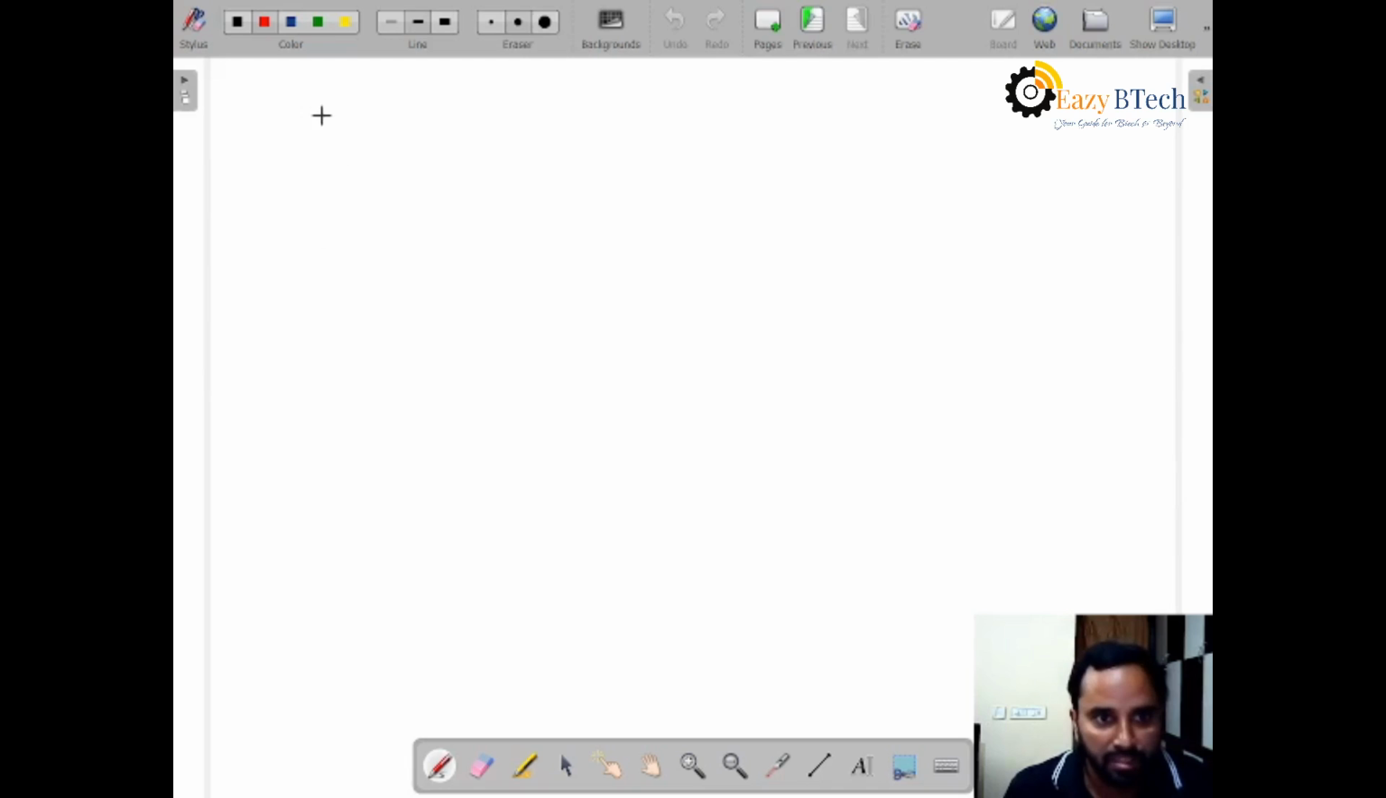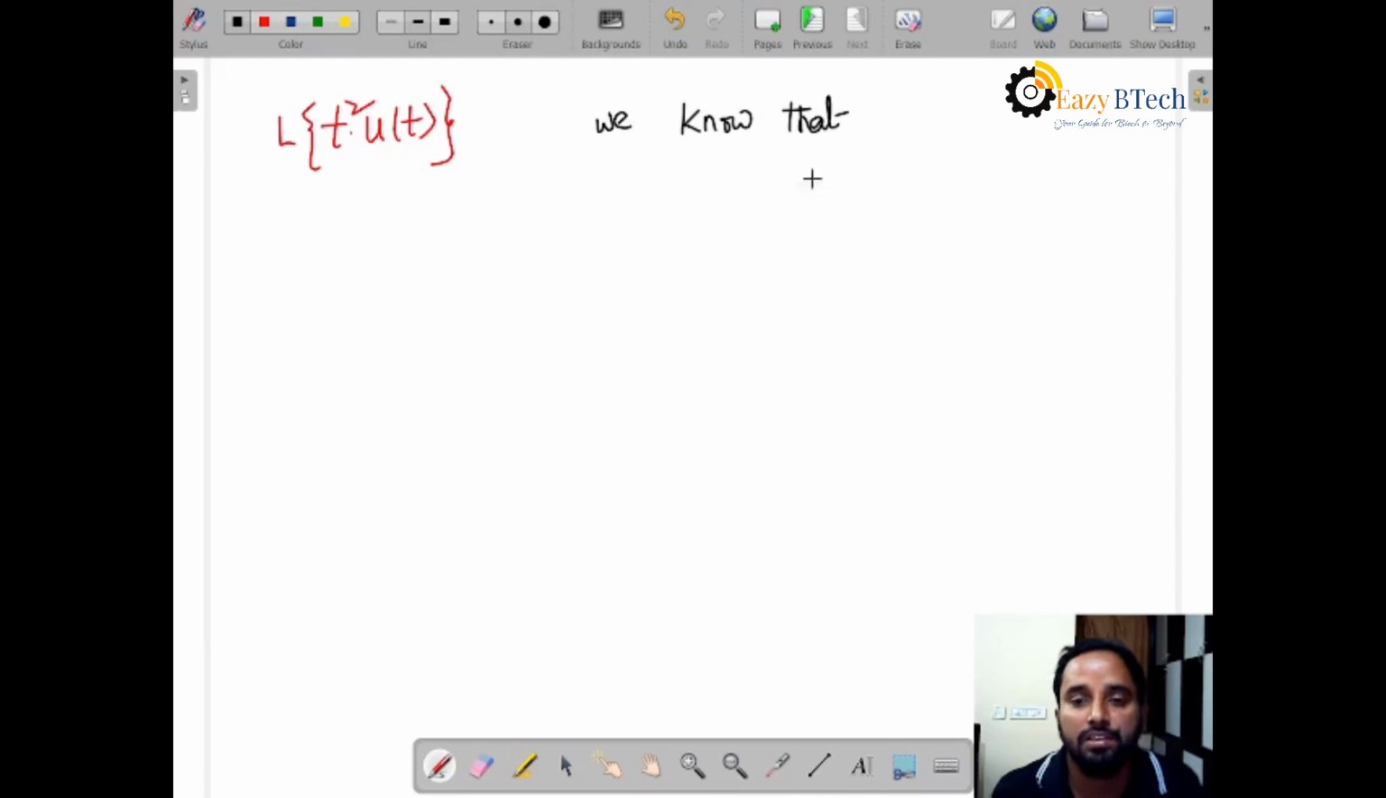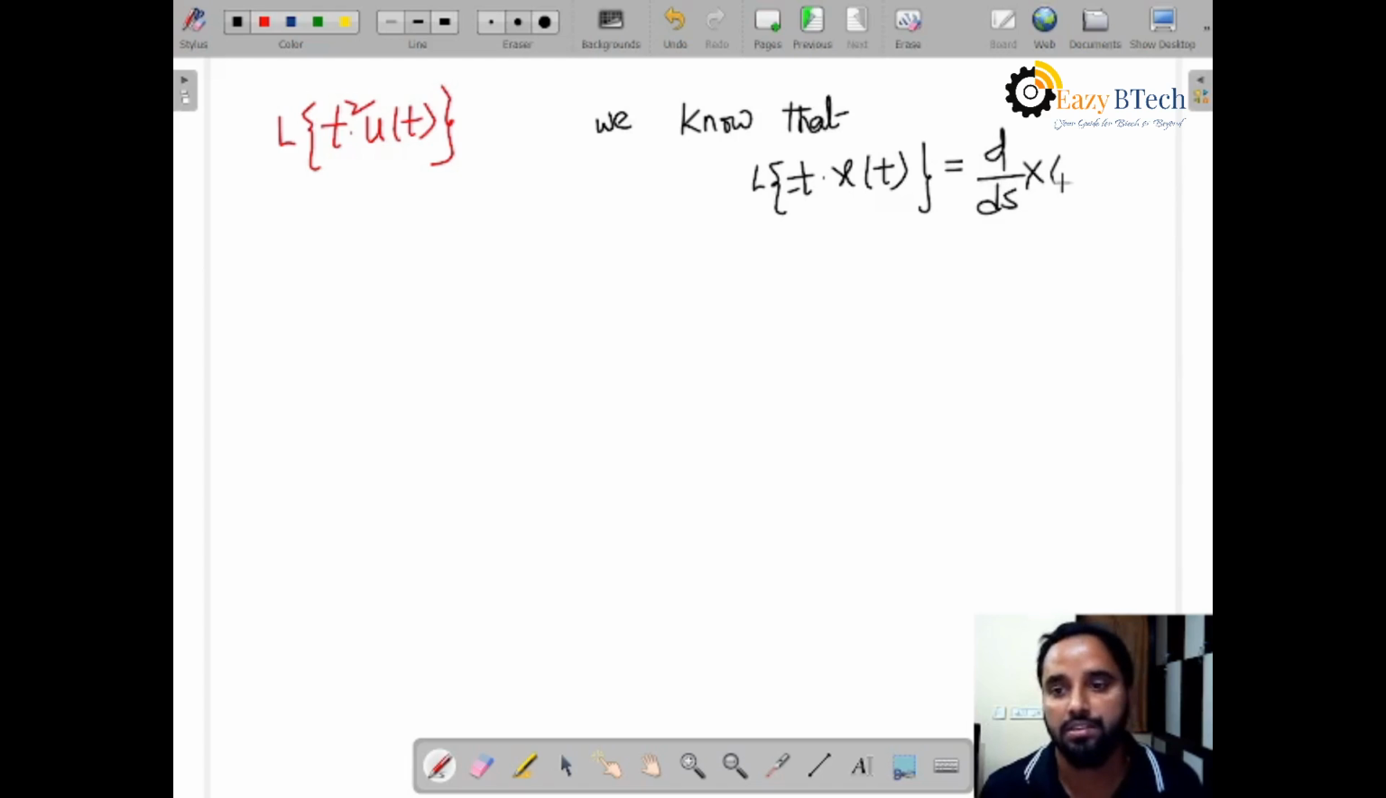Next thing, just in the previous session already we have done t u of t Laplace transform. Suppose I want t square u of t Laplace transform. So how to do it? Now we know that differentiation in S domain, we know that Laplace transform of t into x of t, or minus t into x of t, this will be d by ds of x of s. So x of s is differentiated with respect to s one time, with minus t multiplied one time.